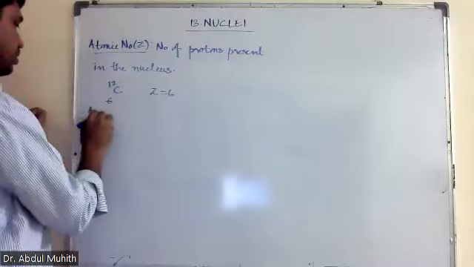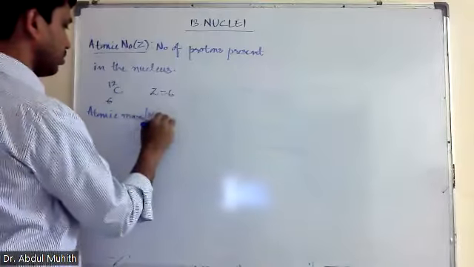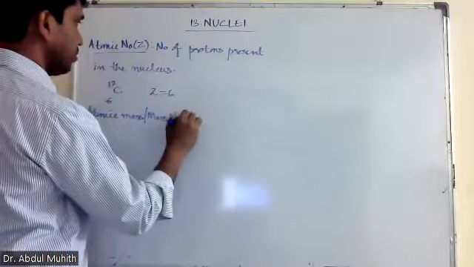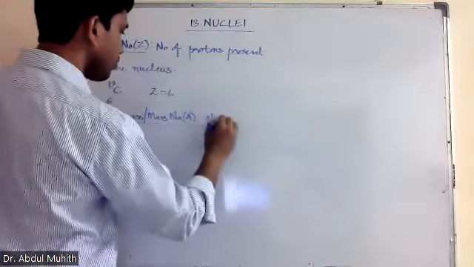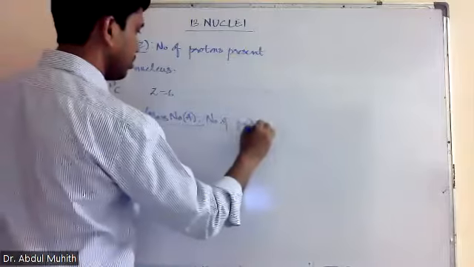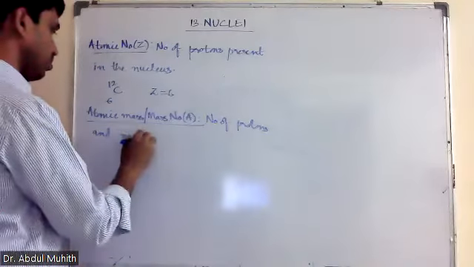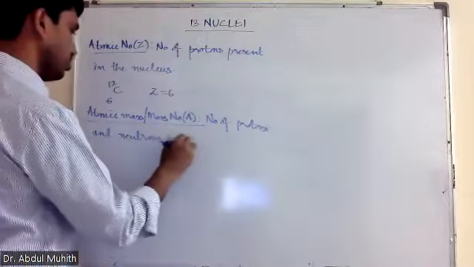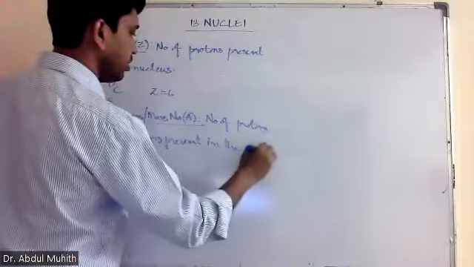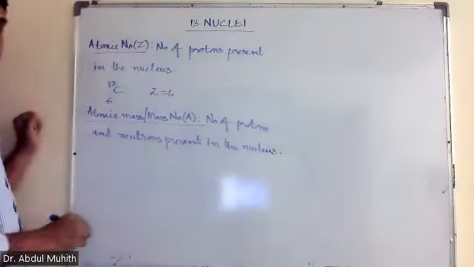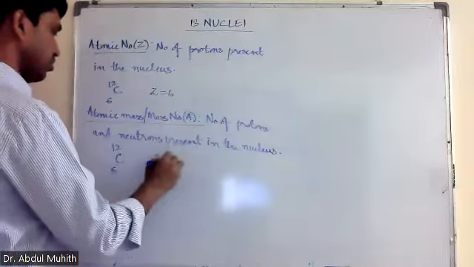Next is atomic mass, or mass number. That is A. So it is what? Number of protons and neutrons present in the nucleus is known as mass number or atomic mass. So here, if we write C612 again, the atomic mass is equal to 12.